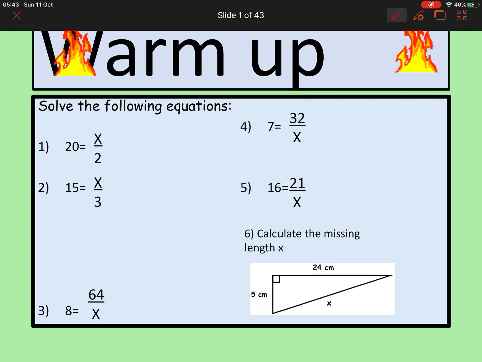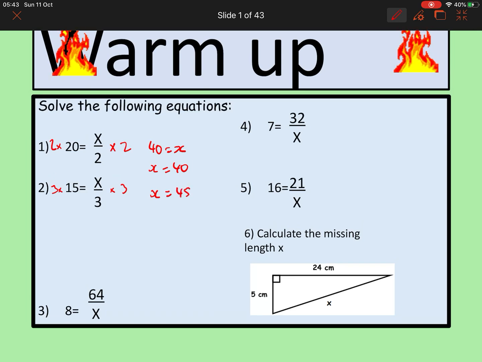Okay, so the first one, obviously what you're going to do is multiply both sides of the equation by 2. So you'll end up with 40 is equal to x, so x is equal to 40. Okay, same with question 2. Multiply both sides by 3 and you'll find that x is equal to 45.